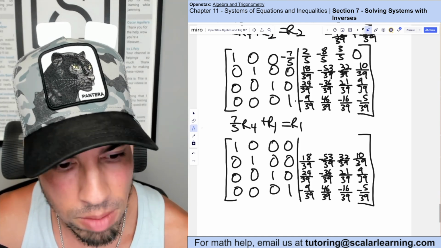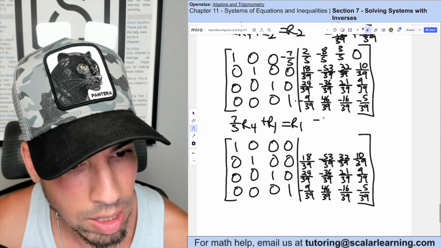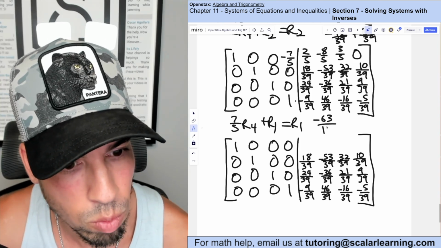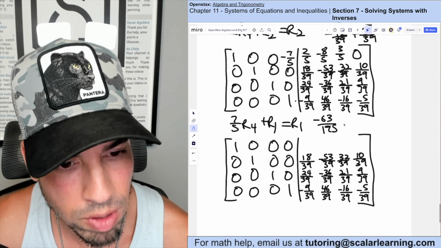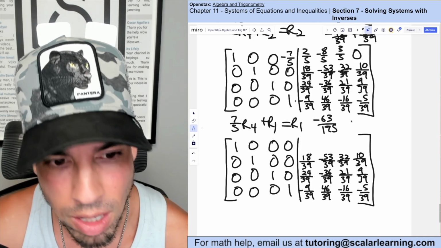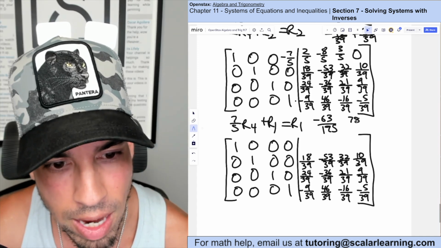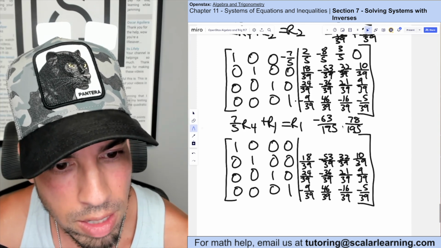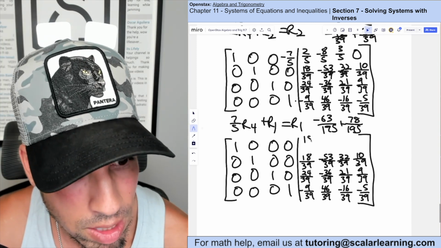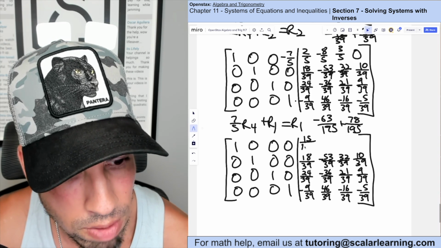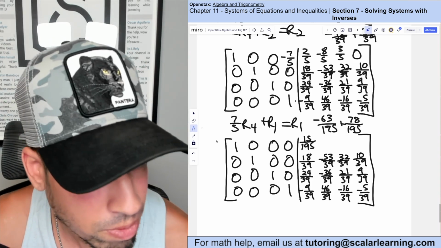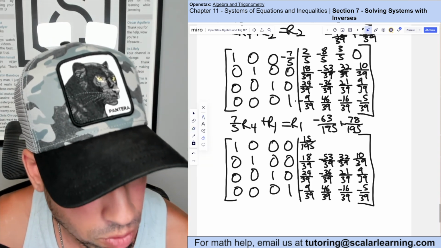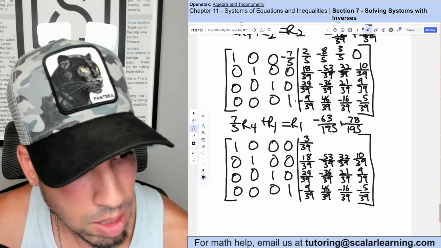So 7/5 times negative 9 over 39, that's negative 63 over 195, plus 2/5, which is the same as times 39 over 39, 78 over 195. Add those together, you get 15 over 195, which you can divide top and bottom by 5, and then you get 3 over 39. Then we have 7/5 times that.